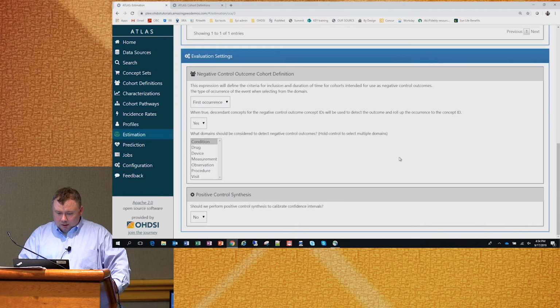And then last but not least, we just need to be able to specify how we are going to evaluate that our method is producing the right results. And this is by specifying how we are going to use those negative control outcomes to create cohorts that we're going to test our method against. And we have the choice of how to handle that and whether or not we want to do positive control synthesis.